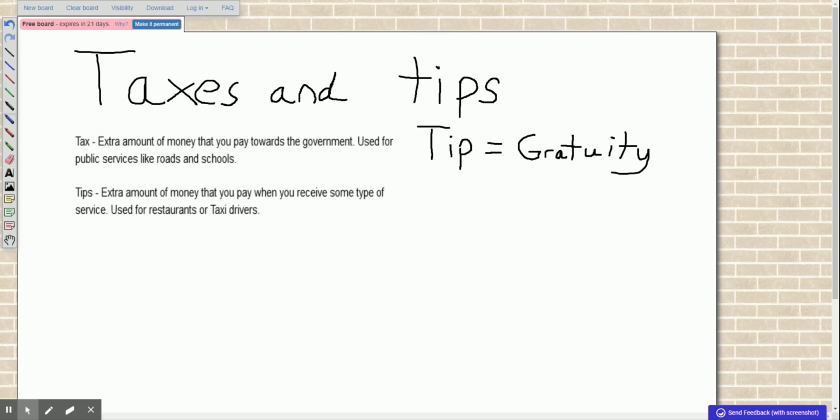There's other kind of taxing as well. You can have money taken out of your paycheck as well that goes to the government. But we're mostly focusing on what we call a sales tax, which is the money that you pay when you purchase something.